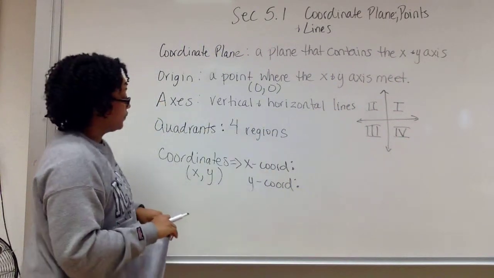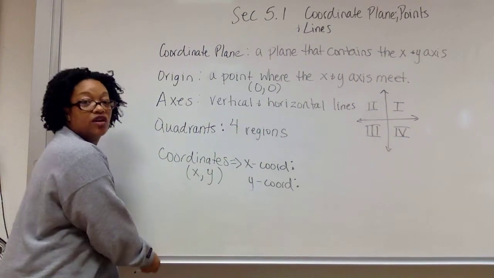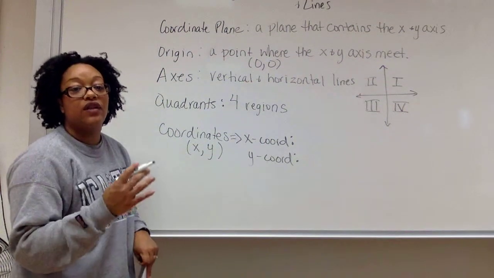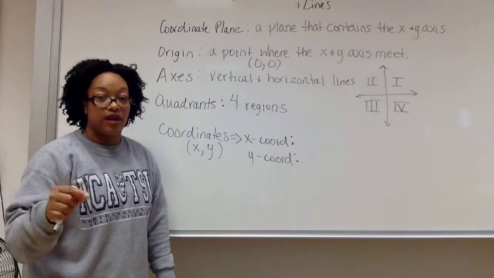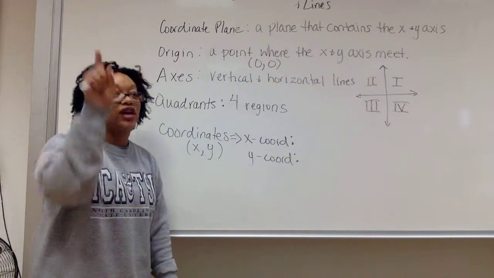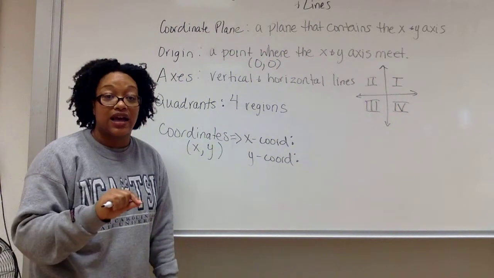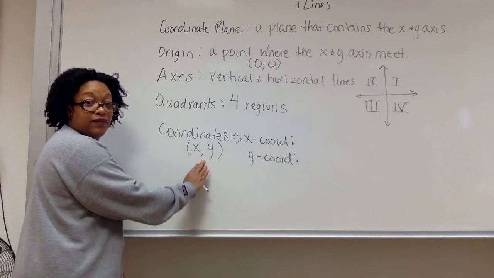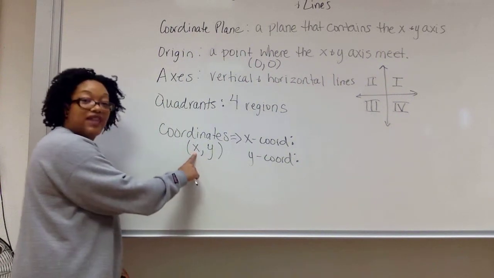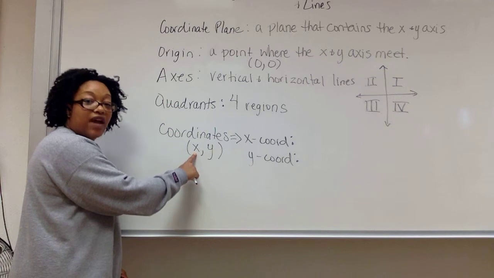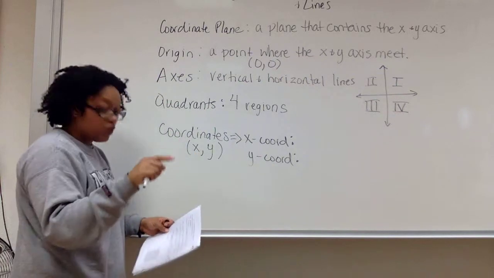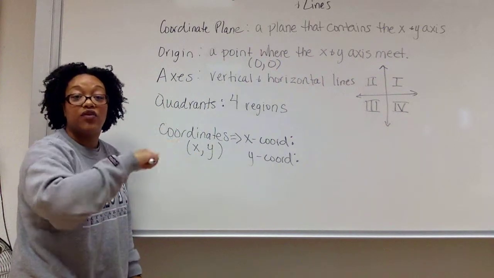Okay? Now the next term is coordinates. Now here's how it works. Every point that you plot, whether it's just a random point or points on your line, has coordinates. The first coordinate is always the X coordinate. That coordinate tells you where you're going to the left and the right.